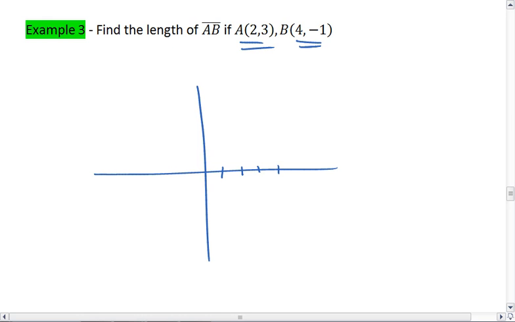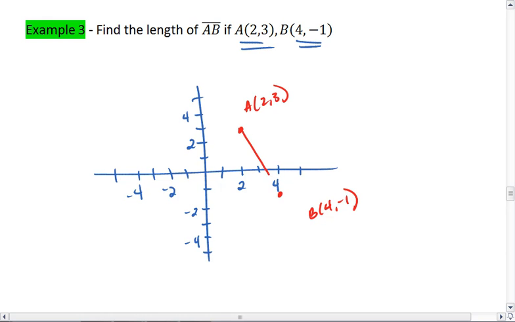Again, we want to make sure that we label our axes and number them properly. Alright, we have point A at 2, 3, and point B at 4, negative 1. I can connect these 2 points, and I want the length of AB, so I want to know the length of this segment here.